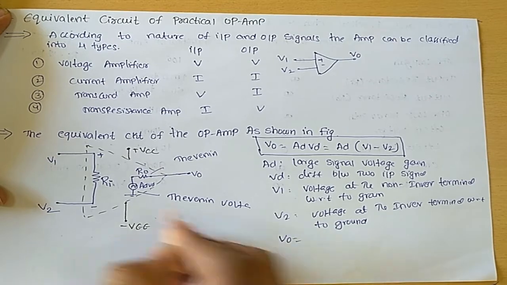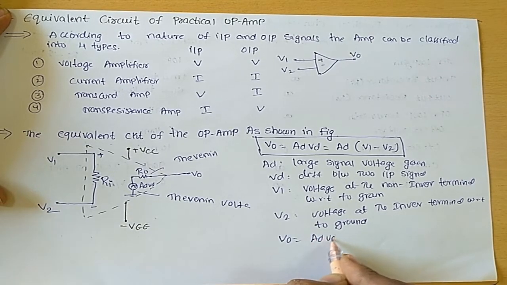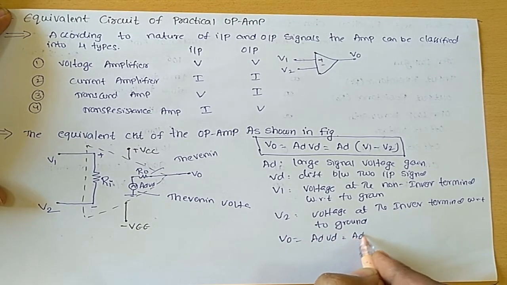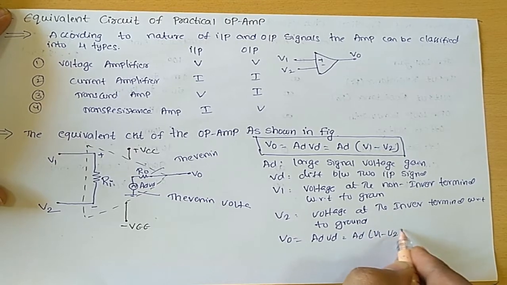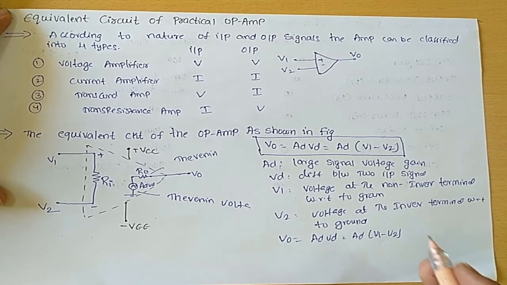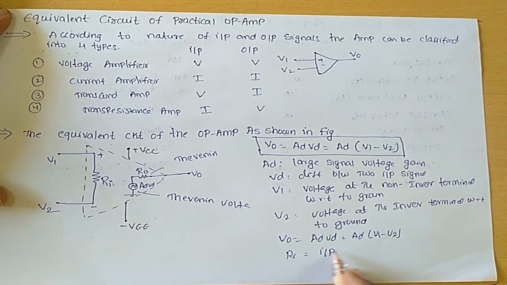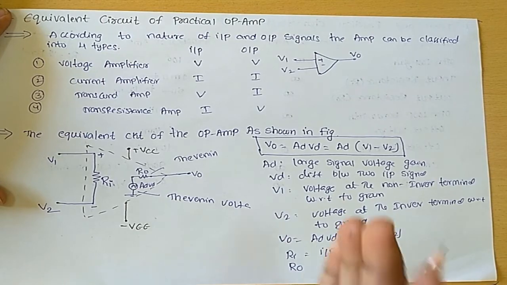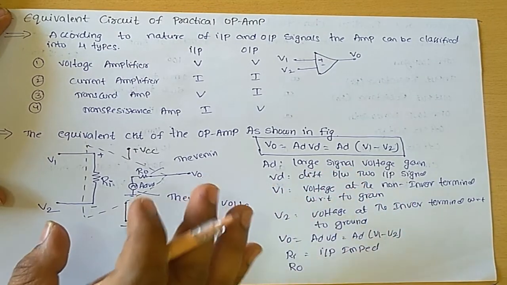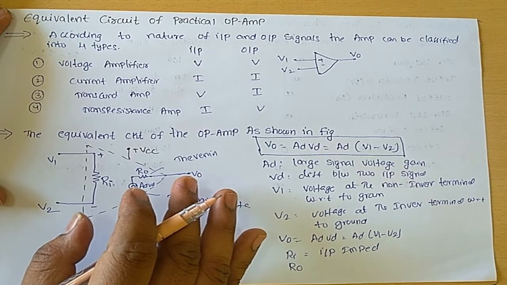V0 equals AD into VD, that is AD into V1 minus V2, which is considered the Thevenin's voltage source. Here Ri is the input impedance, and Ro is the Thevenin's equivalent impedance, or output impedance. In this way we draw the equivalent circuit of the operational amplifier.